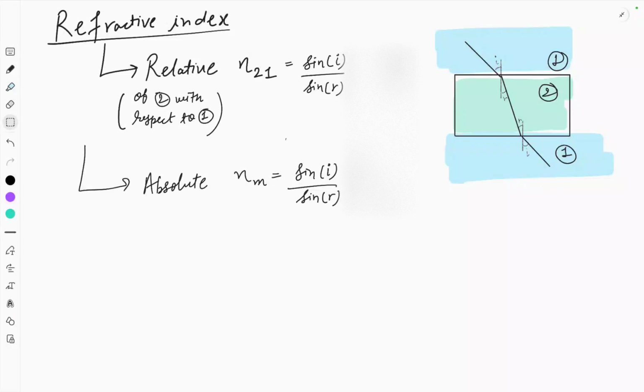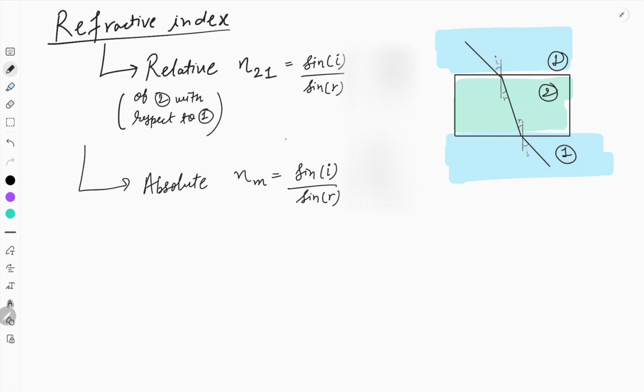Okay, so welcome again to the next part of our video series on refraction of light. In previous videos, you have learned what I have written on the screen right now: how refractive index is defined, and how it is a relative term and also an absolute term, right? So let's move further with our refraction.